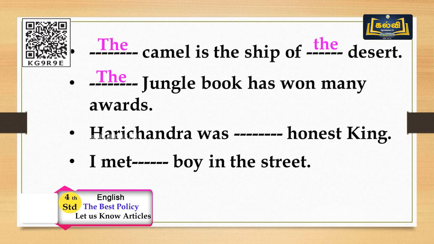Next one. Harichandra was dash honest king. Here, which article should you use? You are telling about a particular king. So the article used there is "the". Harichandra was the honest king. Coming to the last one, I met dash boy in the street. See, before the word boy, you should use the article a, an, or the. You think about it. See the word boy. And which article should you use? You should use the article "a".